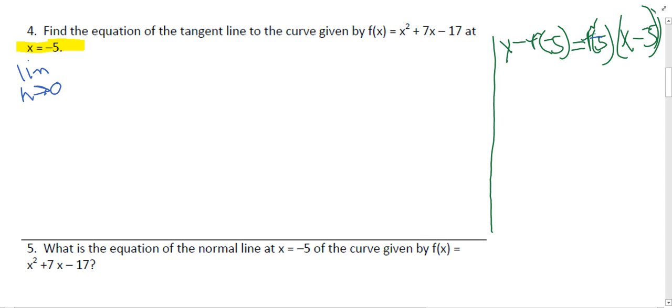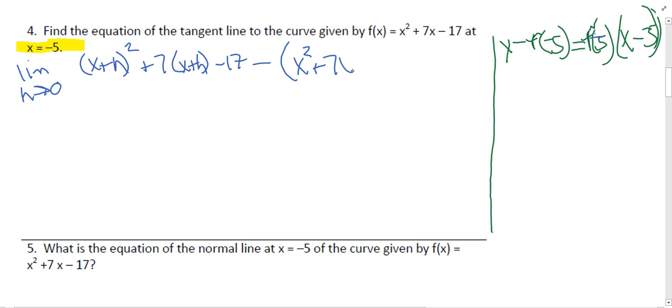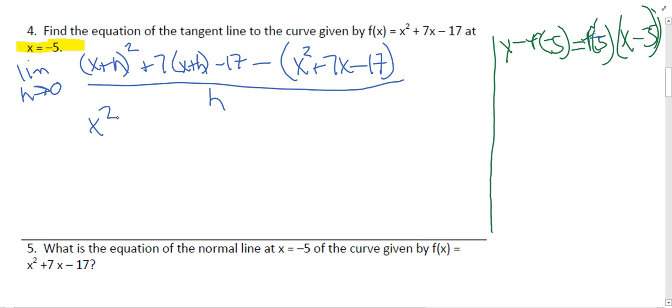So let's go ahead and start off by writing our function. And I'm just going to substitute every time I have x, I'm going to substitute x plus h, and then I'm going to write the original function again, subtract that, and then we'll try to do some cancellation, factor out the h and see what we get. So let's go ahead and FOIL that out.